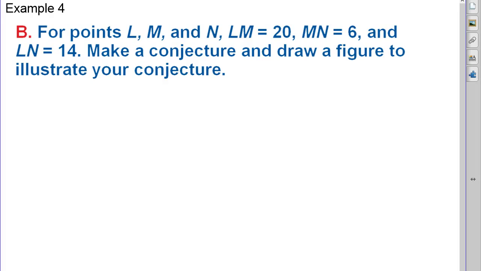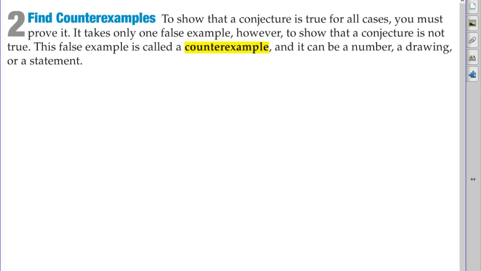Now, the last little bit of this video, which is where we're going to pick up in class tomorrow, is counterexample. We've made conjectures, and the ones we've done have worked out nicely. They don't always do that. So for this part, it's to find a counterexample. This is a false statement, and it can be a number, a drawing, anything.